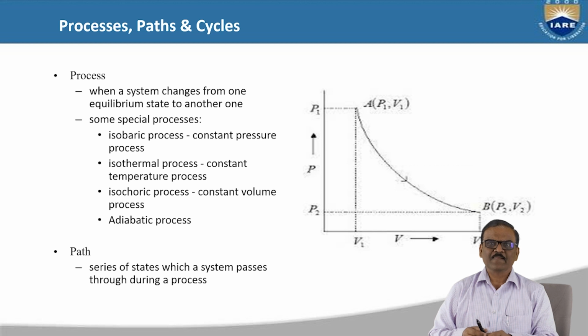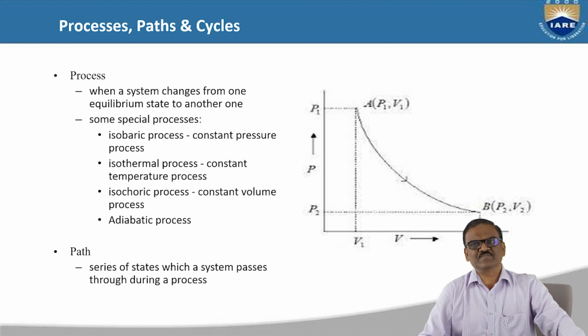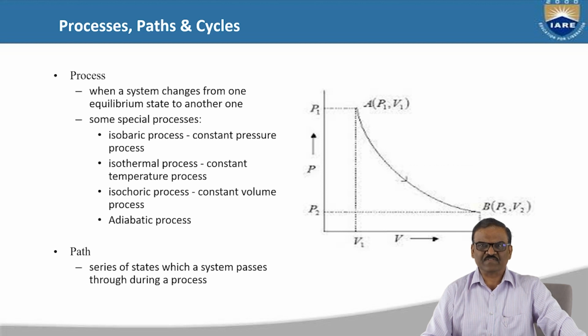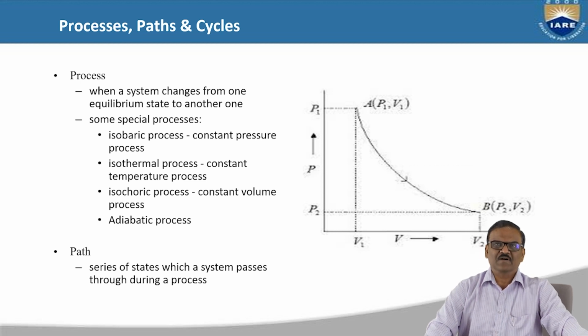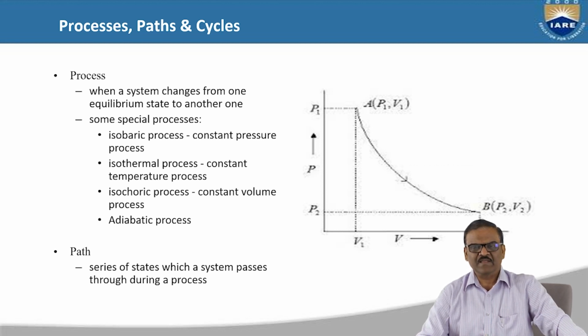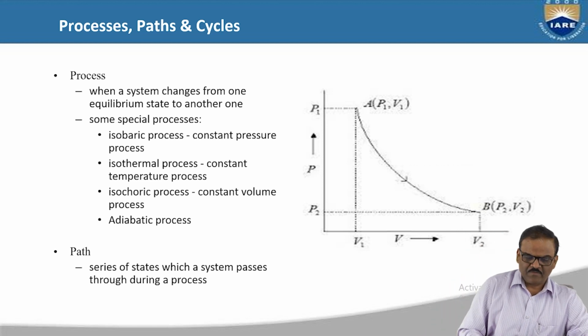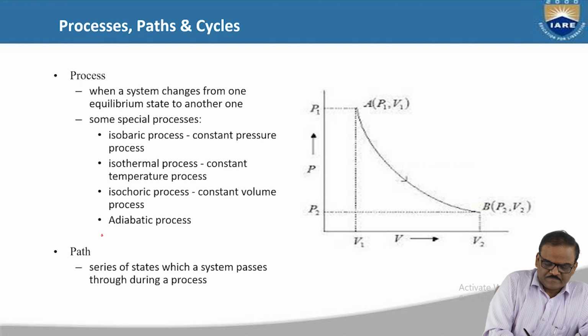Then we will go to what a process is. When a system changes from one equilibrium state to another one, some special processes are also there: isobaric, constant pressure process; isothermal process, constant temperature process; isochoric process, constant volume process; adiabatic process. That is a process. Beyond these, we are going to have another process, that is polytropic.